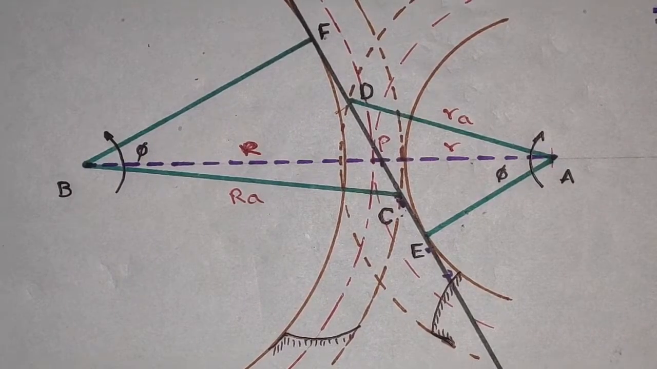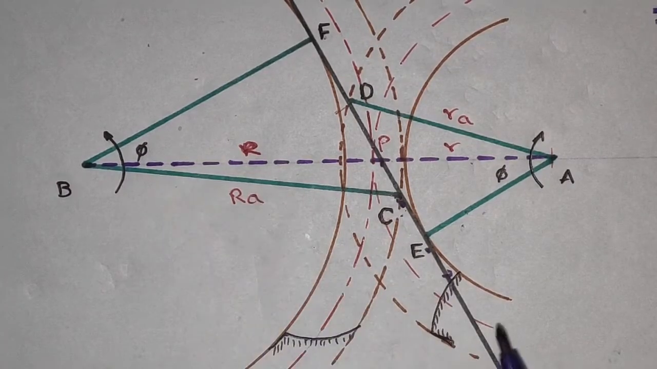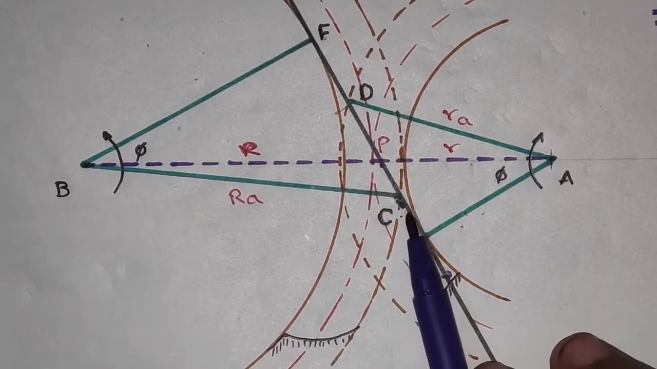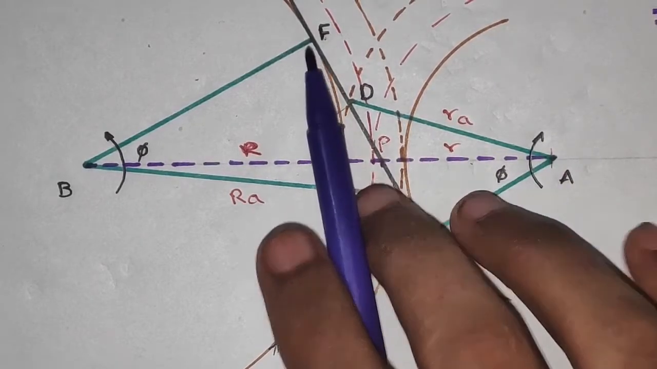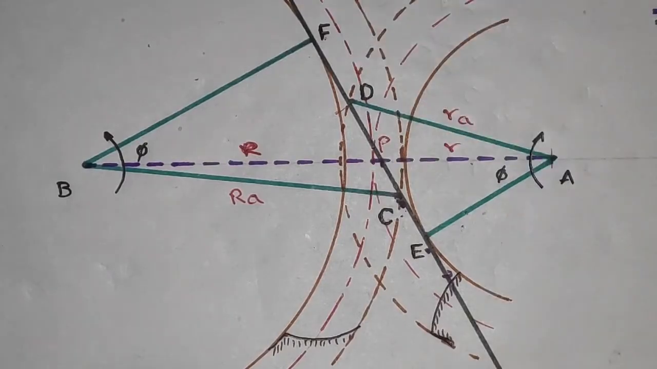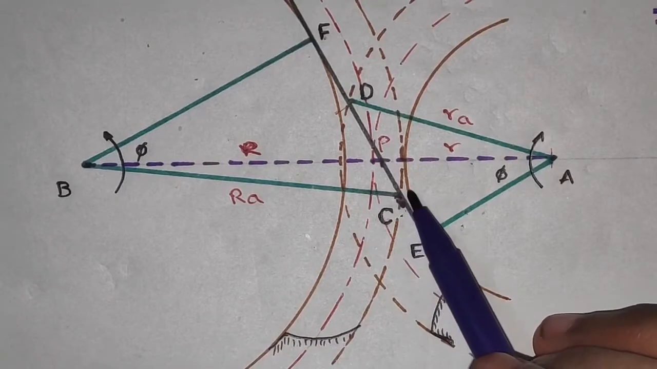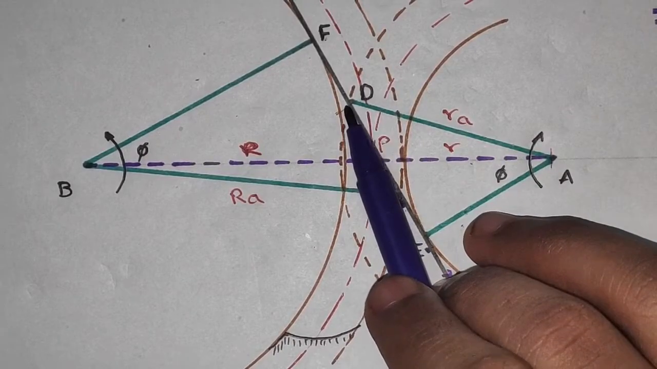We have already seen what the path of contact is. The definition of path of contact is the locus of the point of contact of the two mating gears, in this case the pinion A and the gear B, from the beginning of the engagement at point C to the end of the engagement at point D. This distance is called the path of contact.